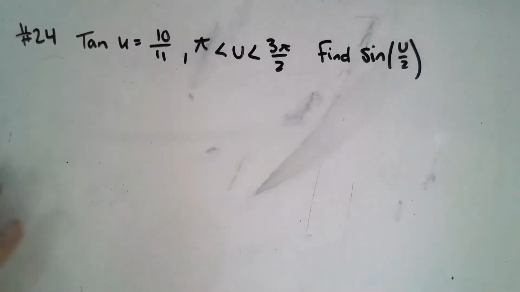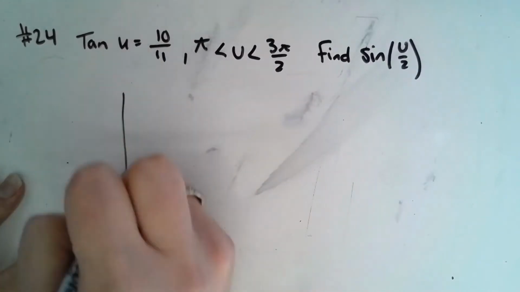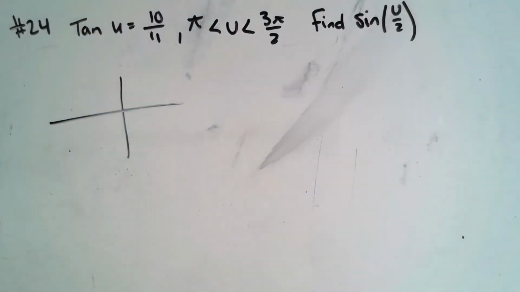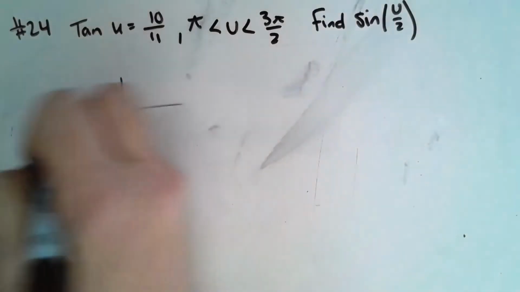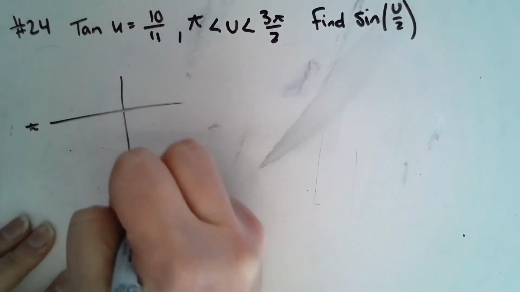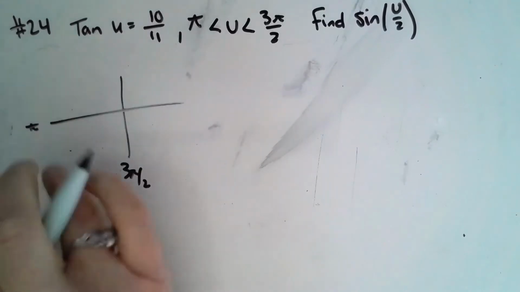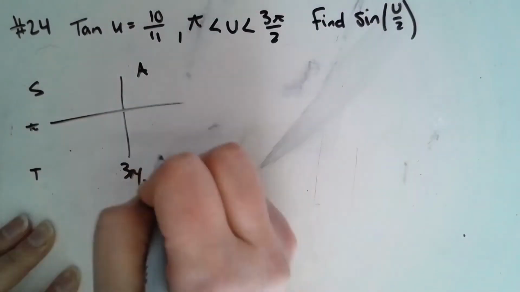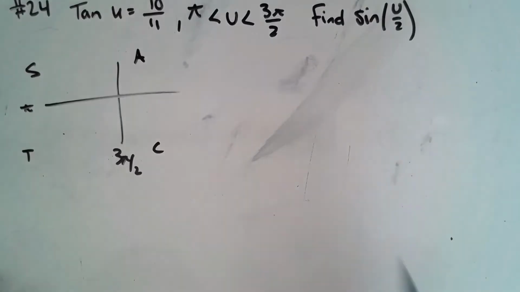Okay, real quick, first we are given that the tangent of our angle is 10/11. It's between pi and 3 pi halves, so we are dealing here in the third quadrant. We know in the third quadrant, sine is negative, cosine is negative, and tangent is positive.